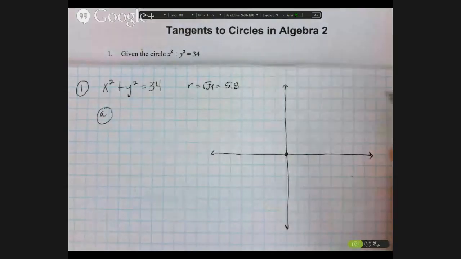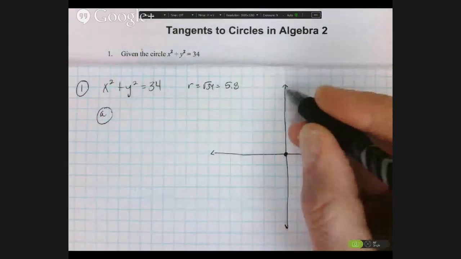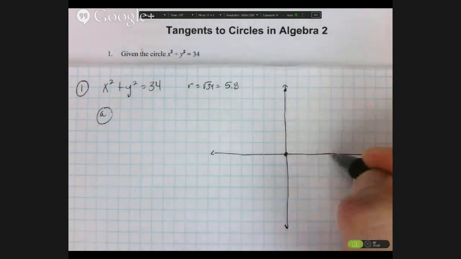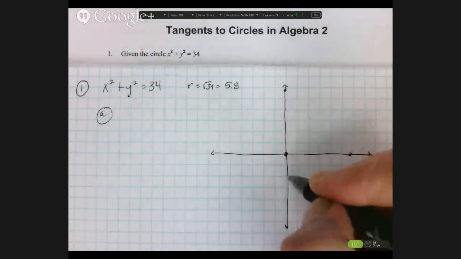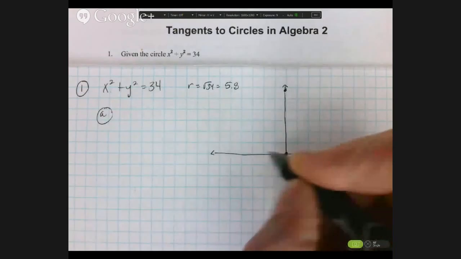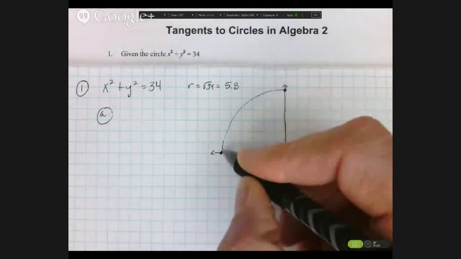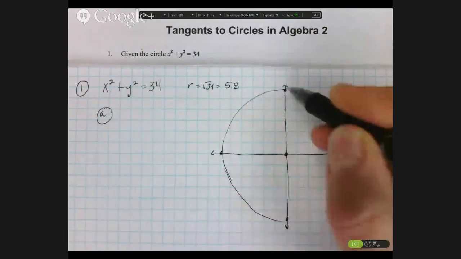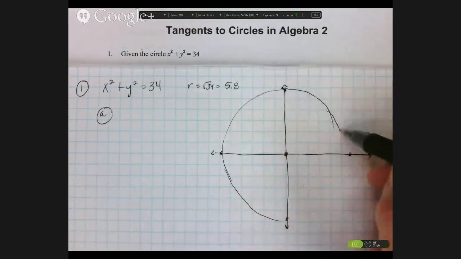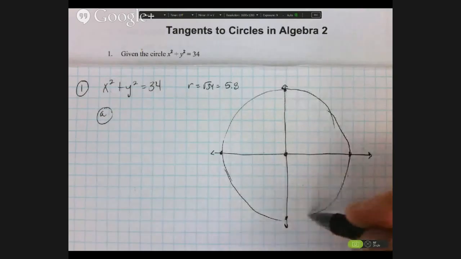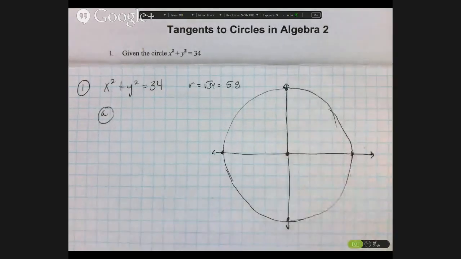The radius is square root of 34, about 5.8. There. Okay, there's my mostly circle.